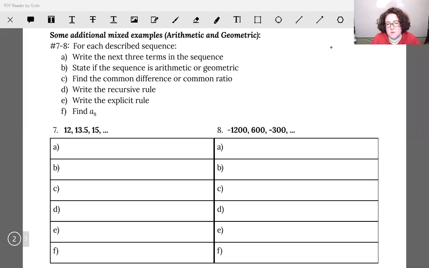So here's a run through of the extra practice problems that we have as part of the 10-4 lesson. So again, mixed review. This is going to be mixing and matching arithmetic and geometric problems, as well as a couple application problems, some word problems in here.